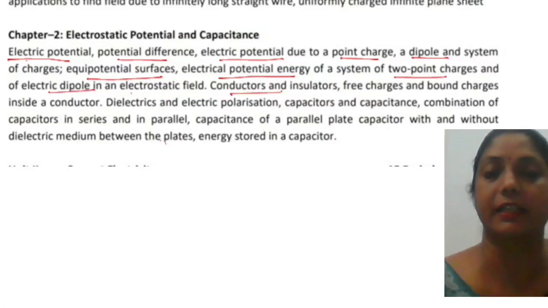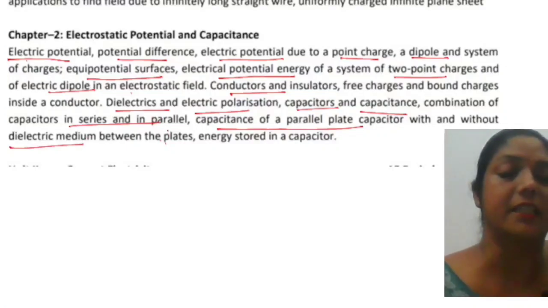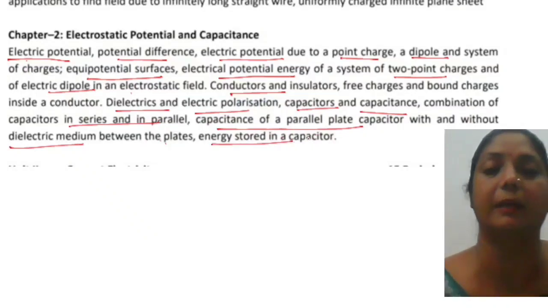Then conductors and insulators. After that, an important topic is what is dielectric, what is electric polarization, then capacitors and capacitance, and after that combination of capacitors in series and parallel. Next very important topic is capacitance of a parallel plate capacitor and what happens when the parallel plate capacitor is placed in between the dielectric medium, right? Then capacitance increases, decreases, what happens. So this topic is also very important when dielectric is placed between the plates of a capacitor. And the last important topic is energy stored in a capacitor.